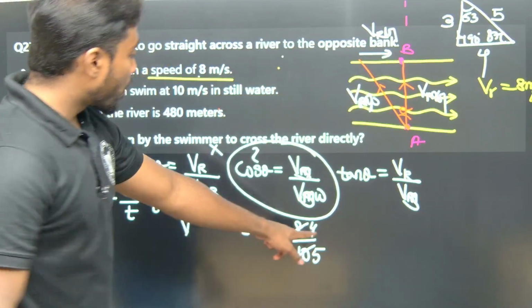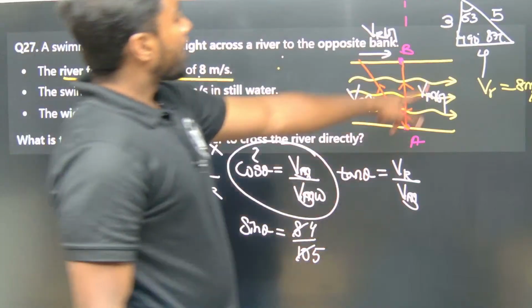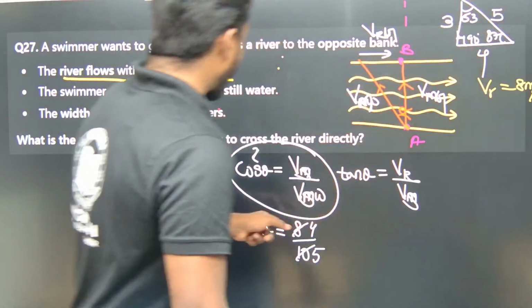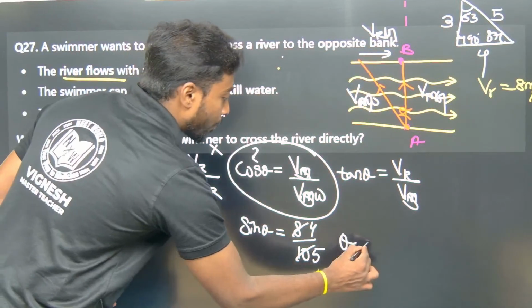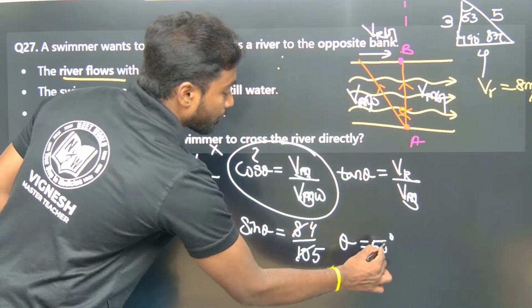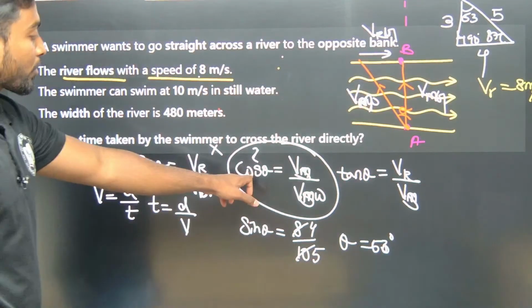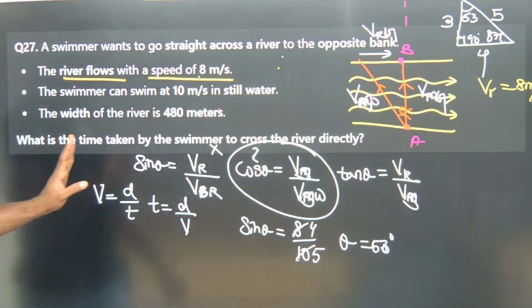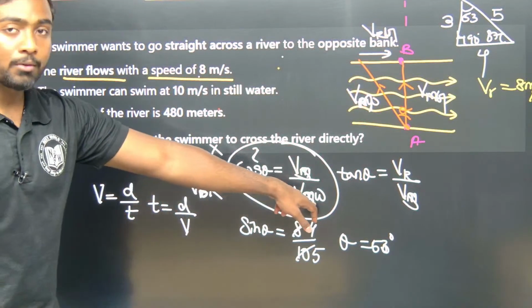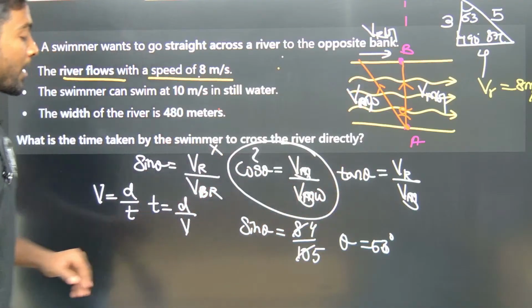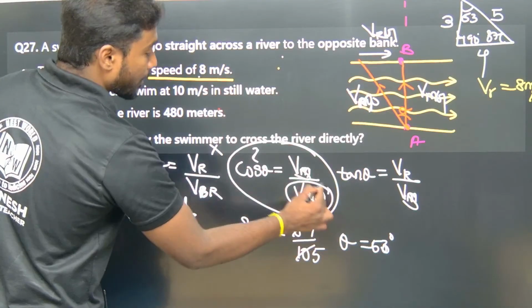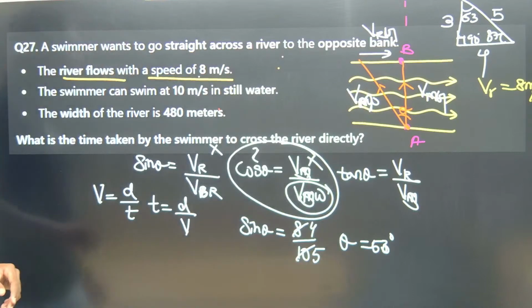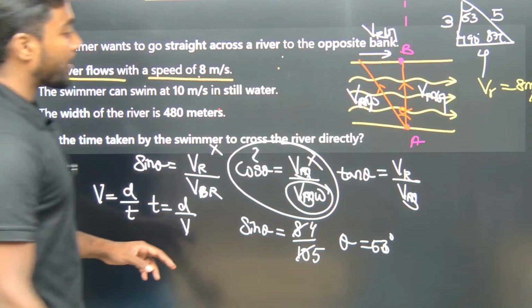Now sin is 4 by 5, opposite by hypotenuse, so the angle will be 53. So theta equals 53 degrees. I found the theta value. Now I can use cos 53 equals the velocity of the man divided by the velocity of the swimmer with respect to water. I know this, but I don't know the velocity of the man, so I can use cos theta and find it out.